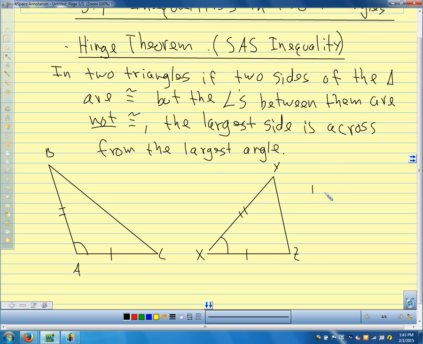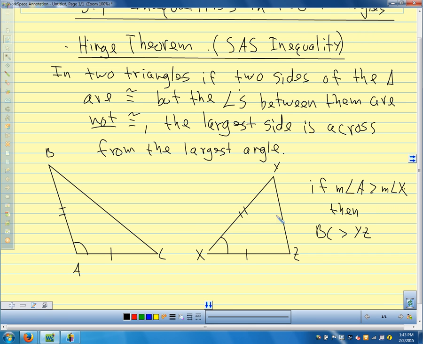So what we're saying is if the measure of angle A is greater than the measure of angle X, then this side, BC, is greater than YZ. That's all this is telling us. These two sides are congruent. This angle is bigger, so that side has to be bigger. This angle is smaller, so that side has to be smaller. And that's why we call it the hinge theorem.